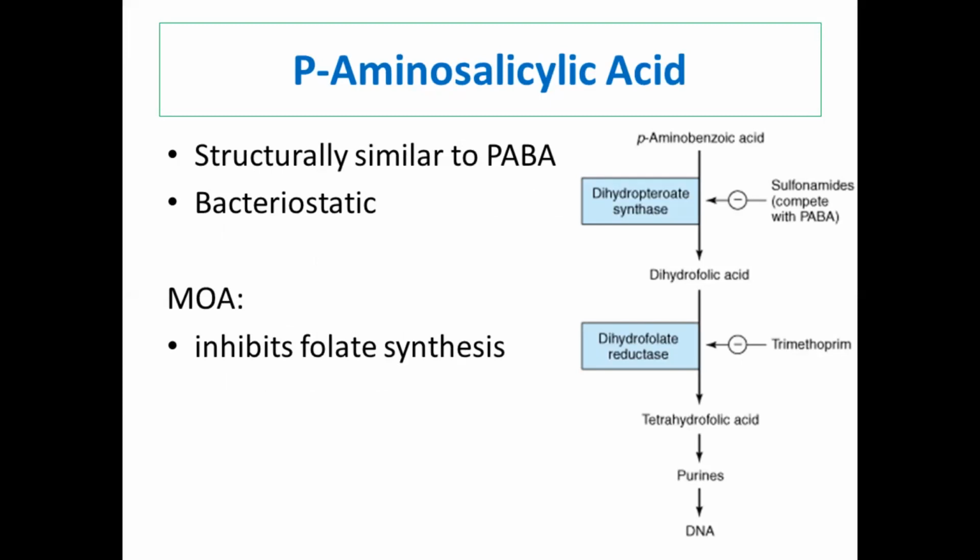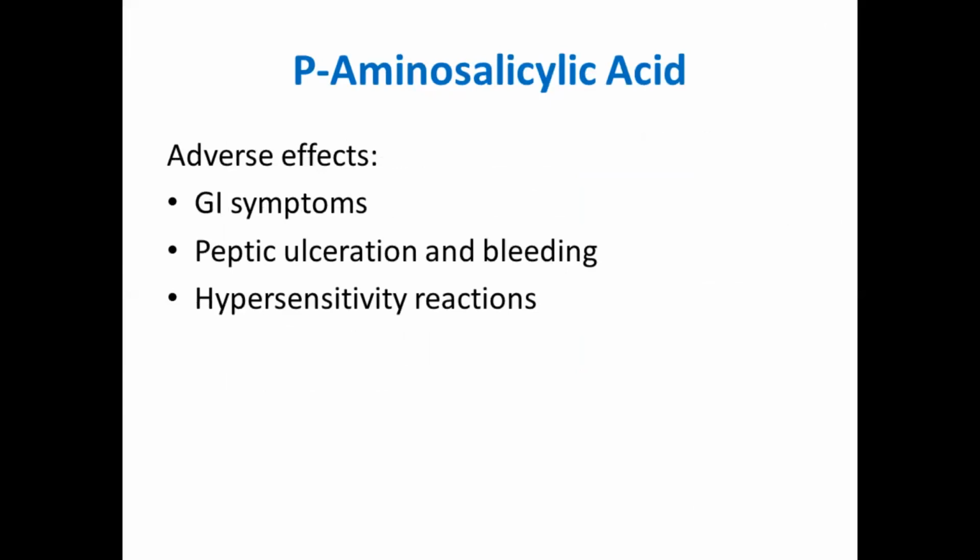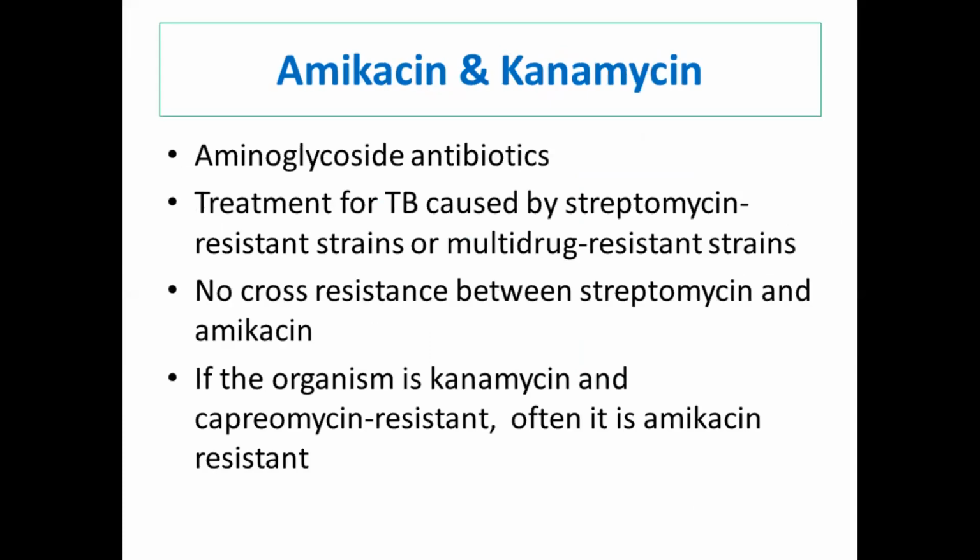PABA, p-aminosalicylic acid is also given, no, to inhibit folate synthesis. However, it can cause peptic ulceration, GI symptoms, and hypersensitivity reaction. Amikacin and kanamycin, they are also second-line treatment. So, sabi naman, there's no cross-resistance between streptomycin and amikacin. However, if the organism is kanamycin and capreomycin resistant, na rin siya sa amikacin. Okay? But, different yung usapan pag streptomycin.